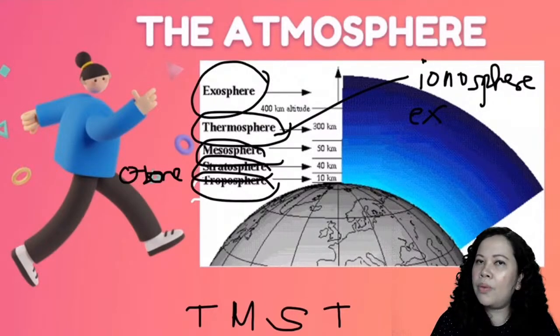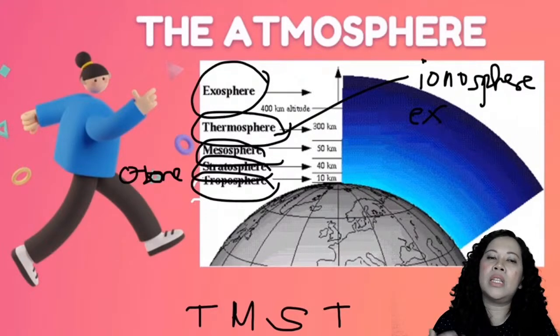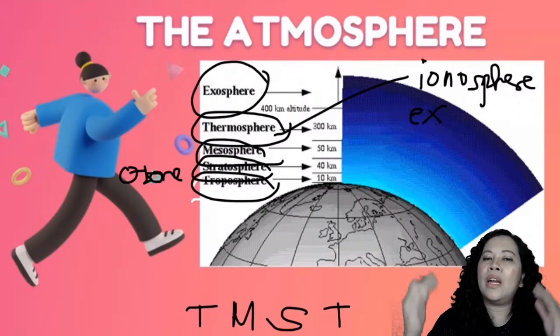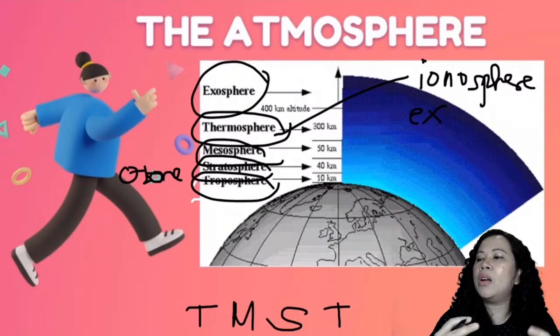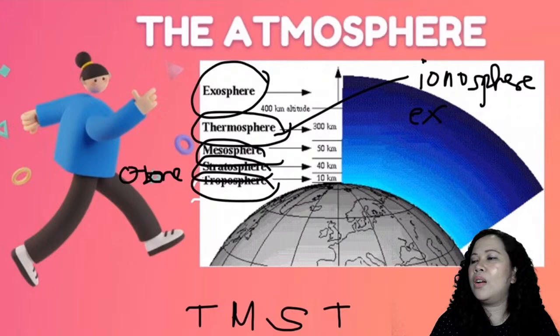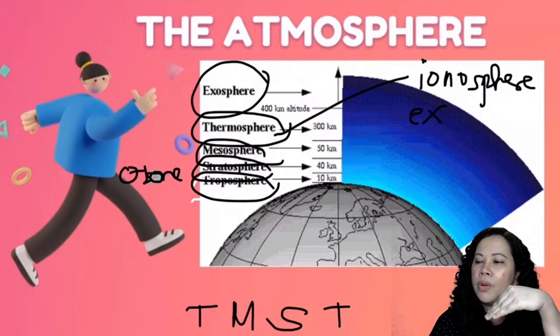It absorbs a few oxygen and nitrogen molecules, and if you are familiar with the aurora borealis, your northern lights, they glow because of ions. So they can actually be seen because of the ionosphere. It happens in the ionosphere. Okay, so that is the lower part of your thermosphere.